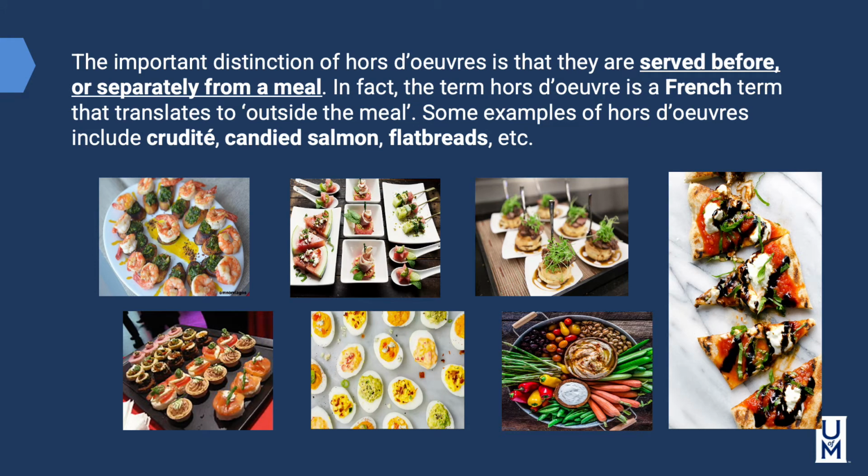An important distinction of hors d'oeuvres is that they are served before or separately from the meal. This is in contradiction to appetizers, which are typically served as part of the meal, and it is designed to whet the appetite. Appetite teasers. In fact, the term hors d'oeuvre is a French term that translates to outside the meal. Some examples of hors d'oeuvres include crudité, candied salmon, flatbreads, and etc. Here is a variety of different pictures of some of the different styles of hors d'oeuvres that we'll be talking about.